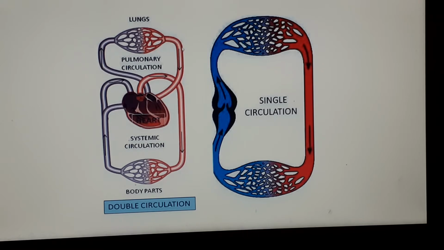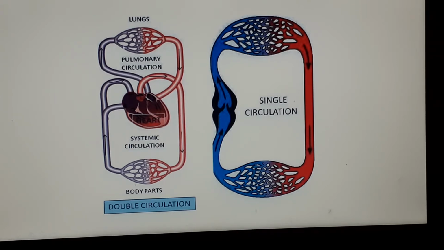It carries the pulmonary veins, carries the pure blood, and it is coming to the heart. Here, what is that? Left atrium and left ventricle. Through the left ventricle it pumps out, and it reaches all the body parts.